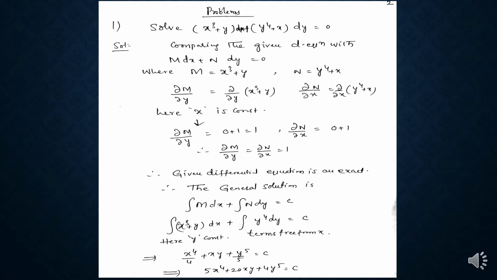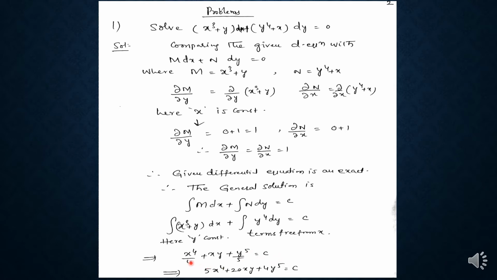Now integral M dx means integral (x cube plus y) dx, plus integral N dy means integral y to the power of 4 dy, is equal to c. While integrating M with respect to x, y will be treated as constant. So integral (x cube plus y) dx: integral x cube dx is x to the power of 4 by 4, plus integral y dx is xy because y is the constant, plus integral y to the power of 4 dy is y to the power of 5 by 5, is equal to c.